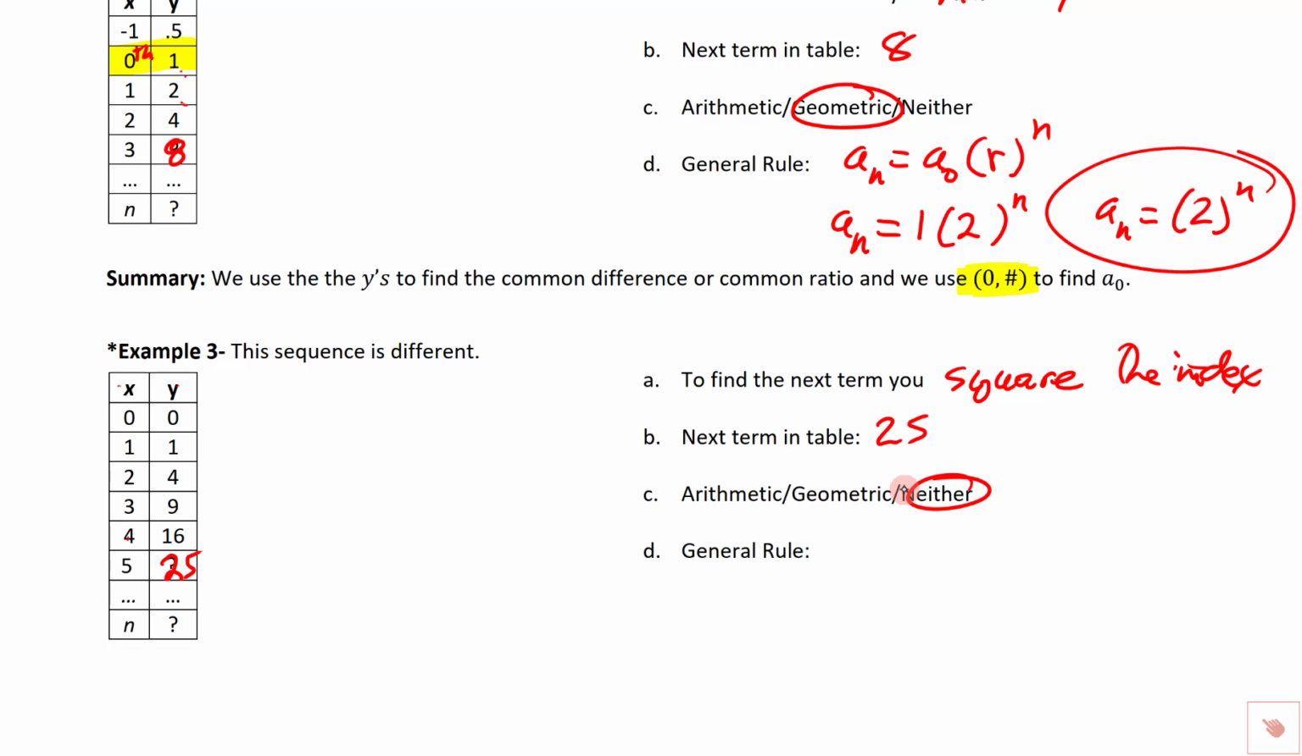Okay, so the next term in the table is 25, and this is not arithmetic or geometric, this is neither. And then a general rule for this would be this. Well, if you're just going to square the index, you take the index and you square it. So this would just be n squared. So just kind of an illustration that although we study arithmetic and geometric a whole bunch, those are not the only type of sequences. This is a nice clean pattern. It looks pretty easy, but it's not arithmetic or geometric.